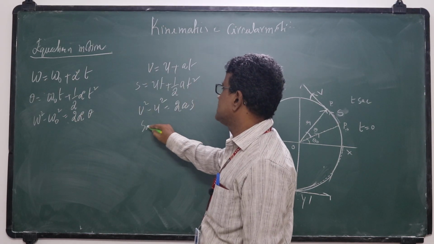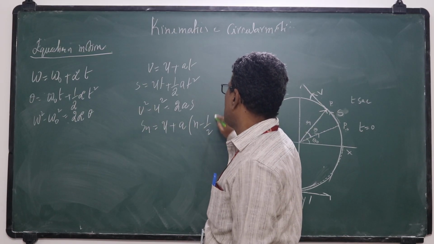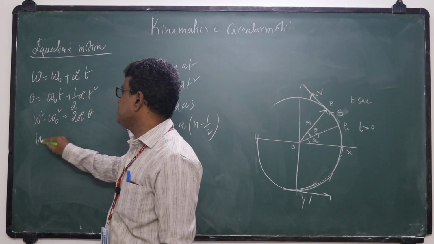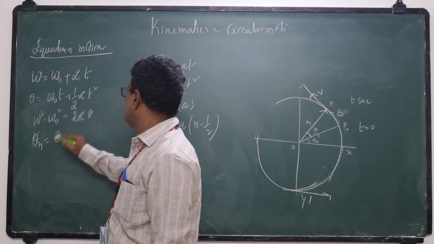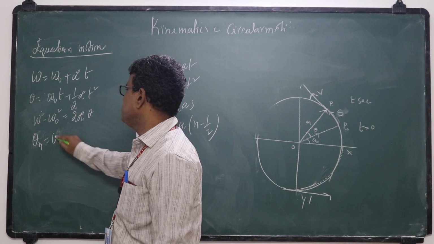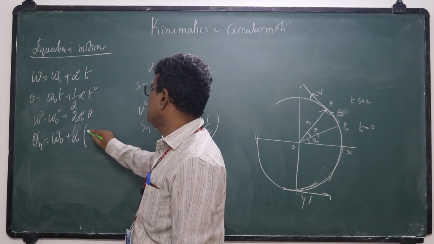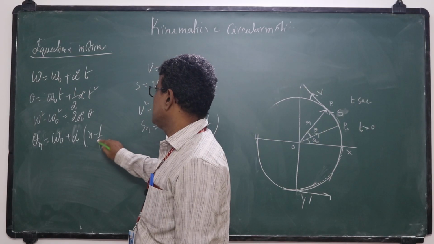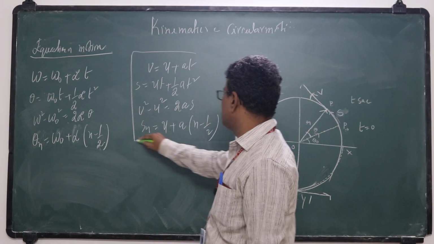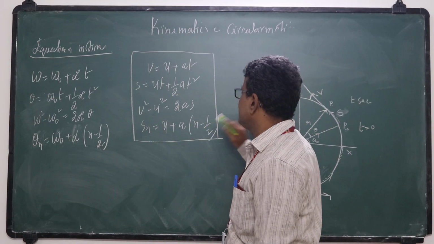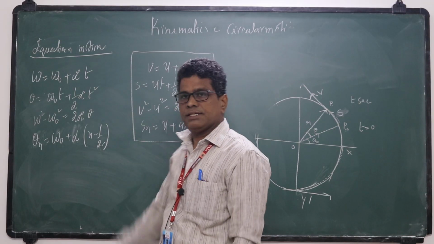So as Sn is equal to u plus a into n minus half, similarly theta n is equal to omega naught plus alpha into n minus half. So these are the equations of motion we studied, the same equations of motion in kinematics.